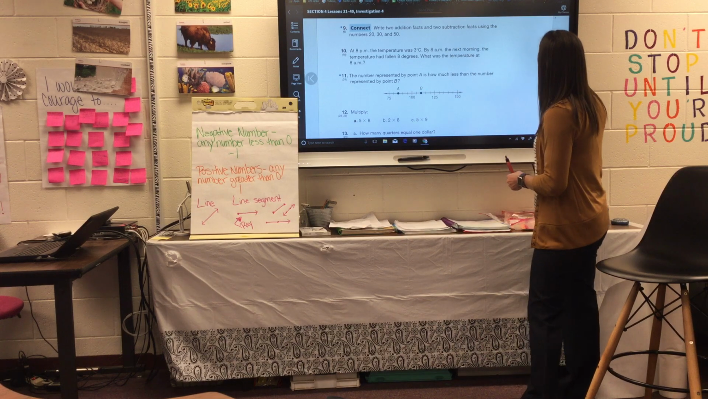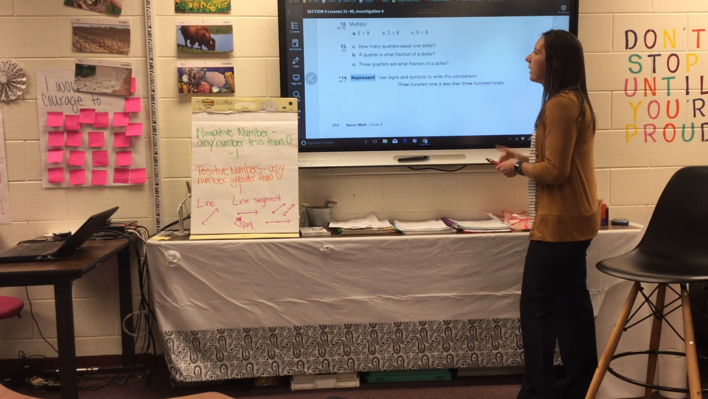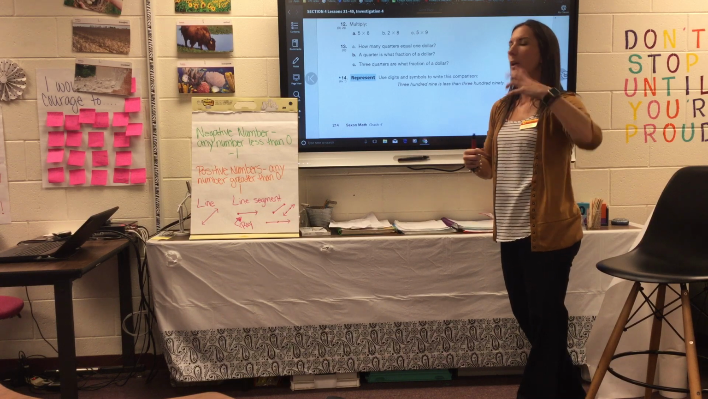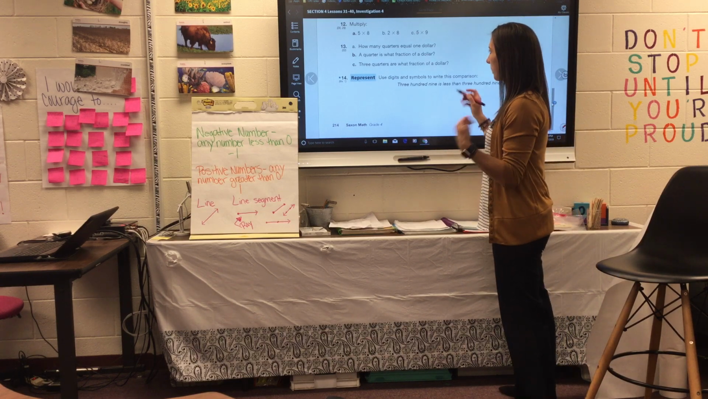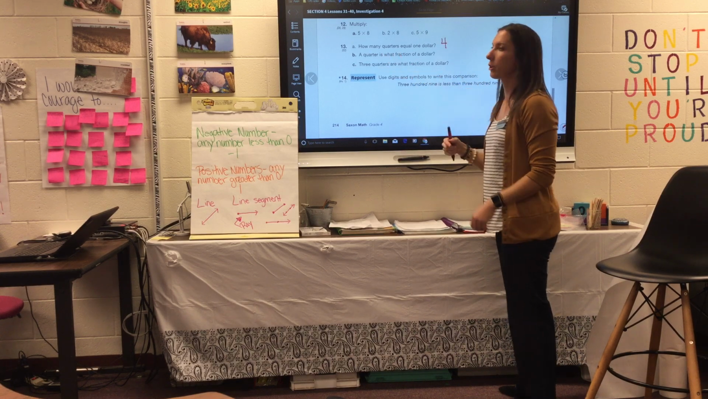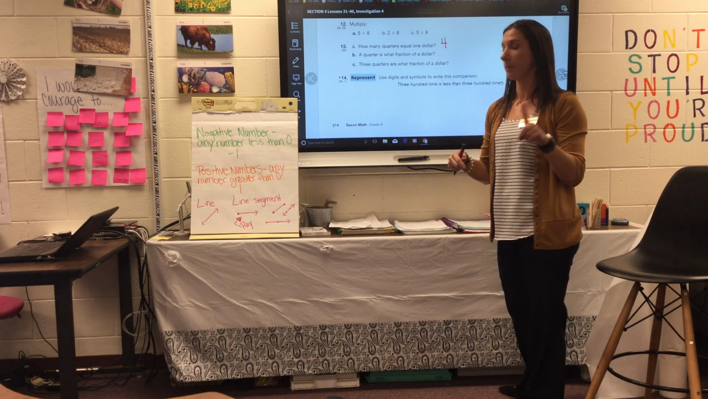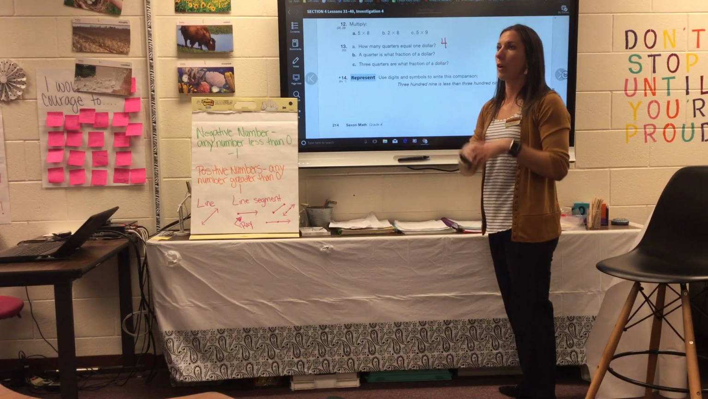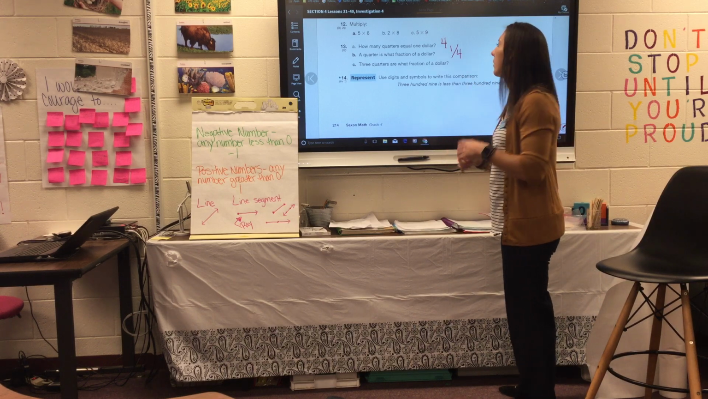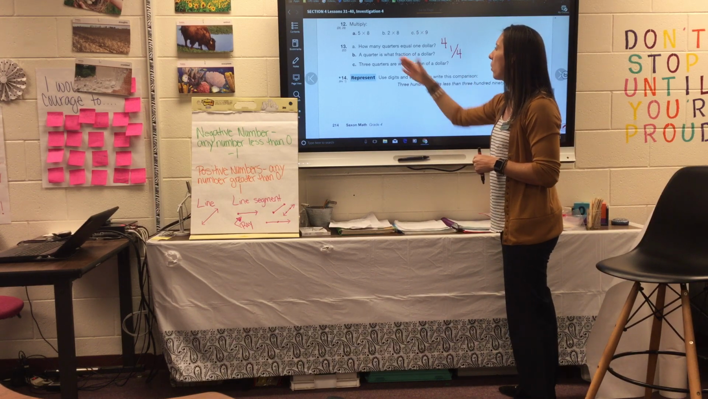How many quarters equal $1? Well, how many quarters are in a dollar? So if you ask your mom for $1, how many quarters is that going to be? I'm just going to tell you, 4 quarters. And what fraction of a dollar is a quarter? So if you have 1 quarter and 4 quarters are the whole dollar, you have 1 quarter out of 4. So you have a fourth of a dollar when you have 1 quarter.